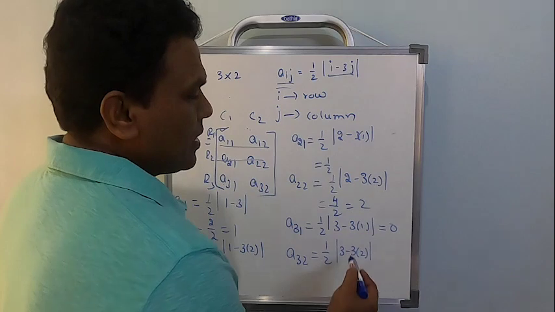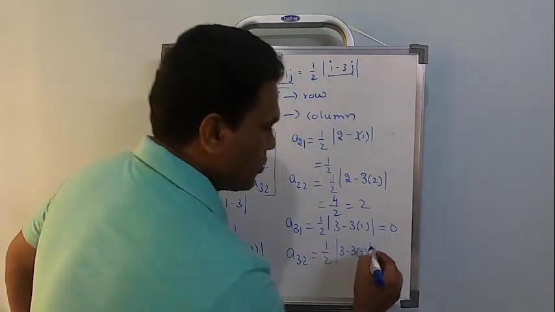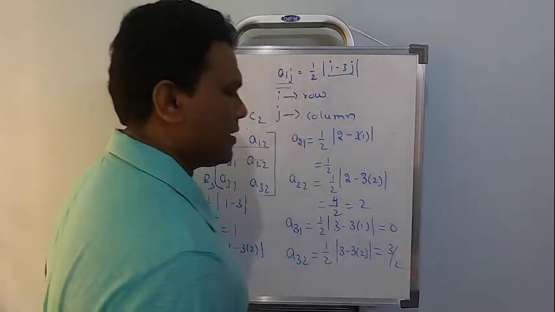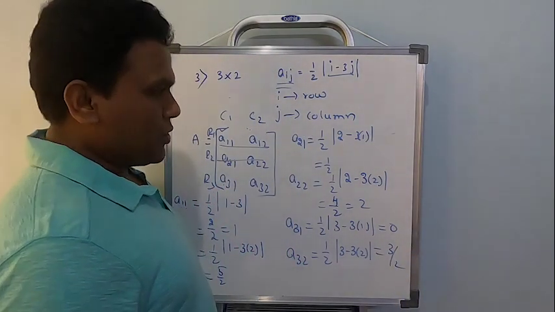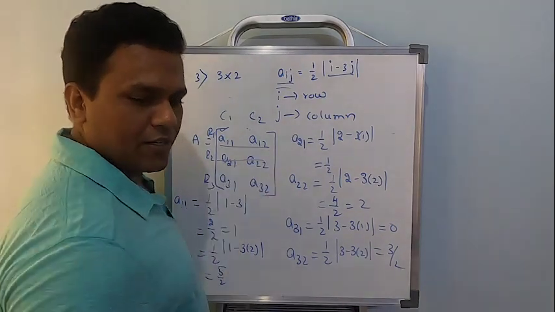So let us check. 3 minus 6 is minus 3, mod of minus 3 is 3. So the remaining element is just going to be 3 by 2. What should I do now? I got all the elements. I have to substitute back in the matrix which I have written here.